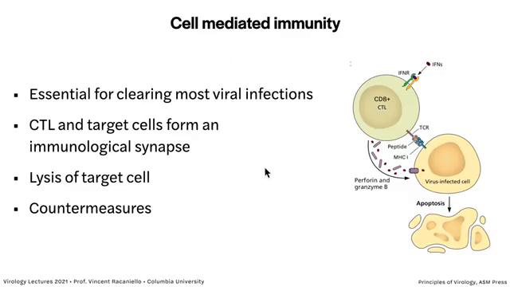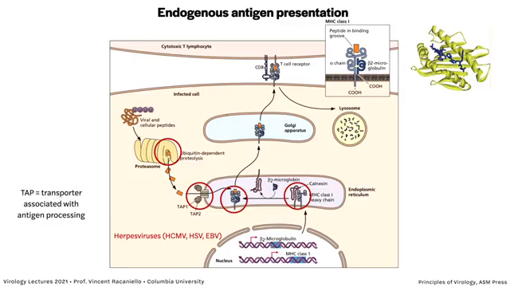All right, let's look at cell-mediated immunity. Got carried away there with antibodies. We got to give this a fair shake. This is essential for clearing most infections. Typically, it's not thought to prevent them, but they might help preventing. And what happens is the cytotoxic T lymphocyte, the CD8 positive T cell, and the target cells form this synapse. The target cell is lysed and it dies. Viruses encode plenty of countermeasures.